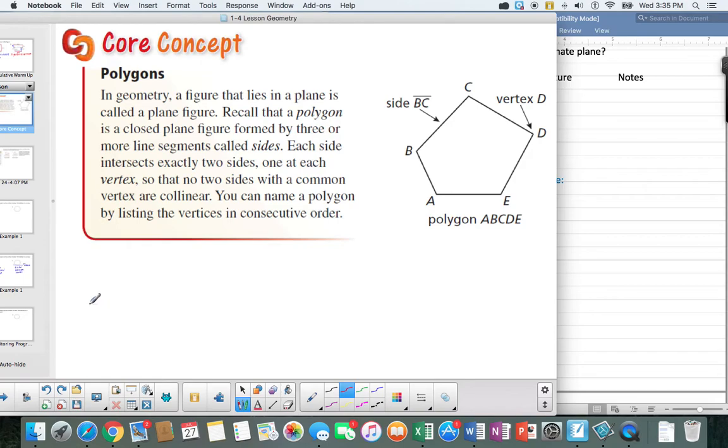Our first vocabulary word is polygon. It's a figure, and it has different parts. It has sides, it has a vertex, and when you want to pluralize vertex, it's vertices. And this is the polygon. We name it by its vertices, polygon A, B, C, D, and E. As long as you go in consecutive order, you don't have to start at the letter A.